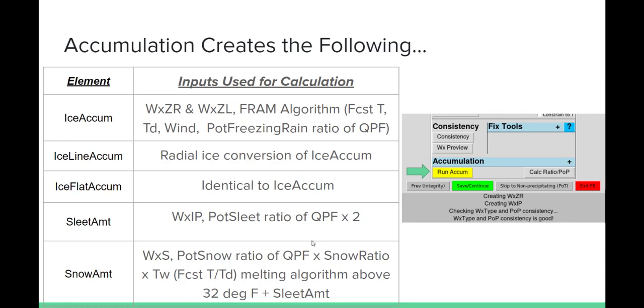Sleet amount uses a default SLR, or snow to liquid water ratio, of 2, while snow amount adds up the sleet amount forecast, uses the snow ratio grid for the SLR and the QPF product. A special snow melting algorithm is used when temperatures are above freezing to tamp down on accumulation at warm temperatures.